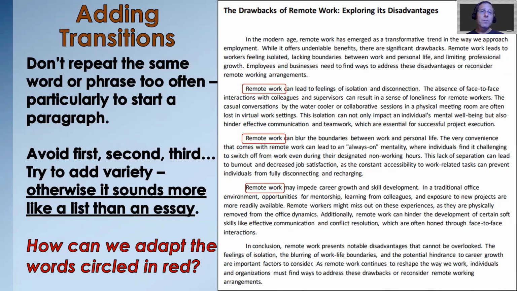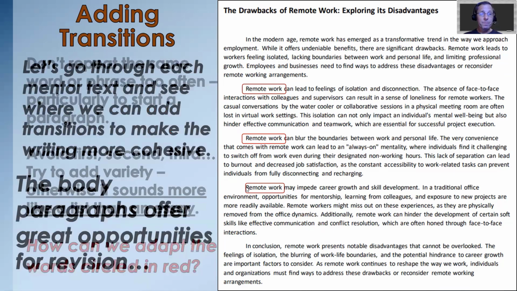Now, you could use first, second, and third, but remember, when you do that, it's okay, but your essay more or less sounds like a list. First this, second this, third this. Try and add a little bit of variety and give it a more narrative form. So you might say, to begin with, furthermore, or next, and then finally.